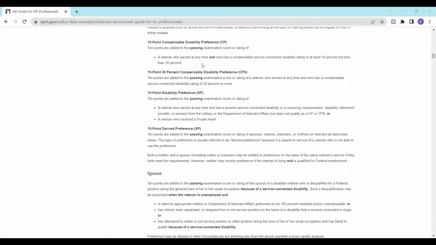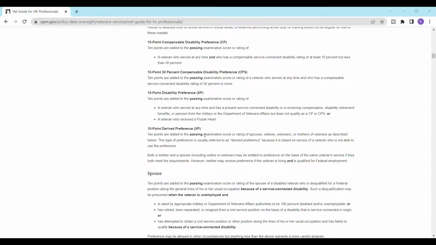Having a disability rating of at least 10% but less than 30% is what qualifies you for CP. CPS is when you have a service-connected disability rating that is 30% or more. But now that we've covered TP, CP, and CPS, there are other veteran categories that you could look into, such as XP, which is derived preference. It means that you're basically trying to use someone else's preference to your benefit.